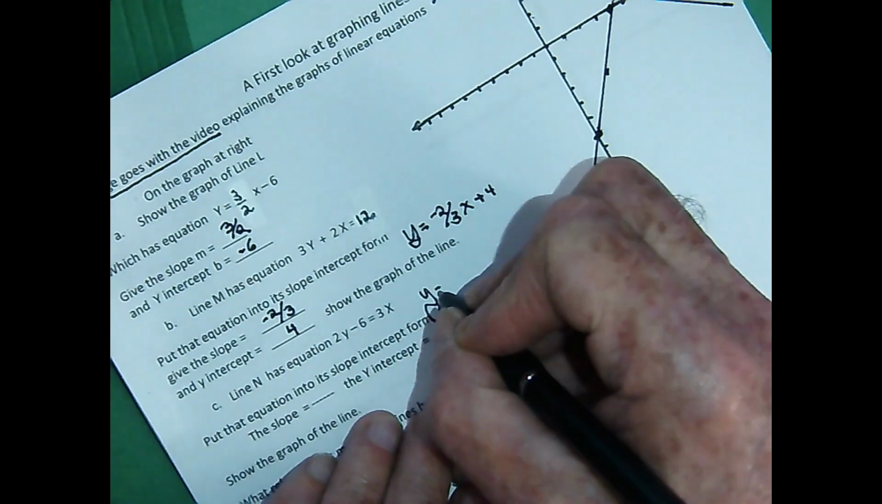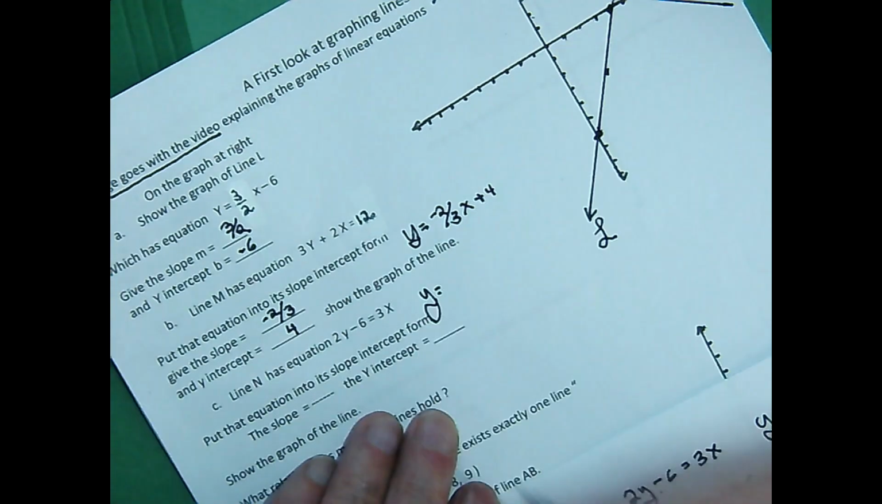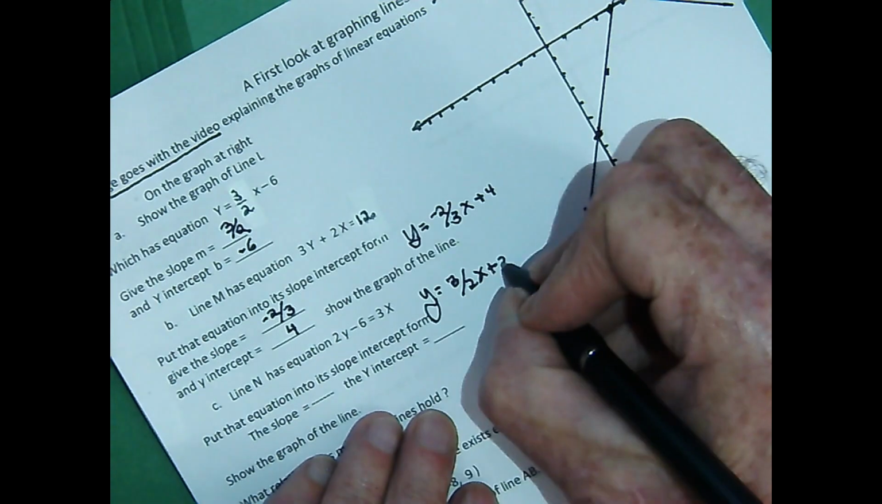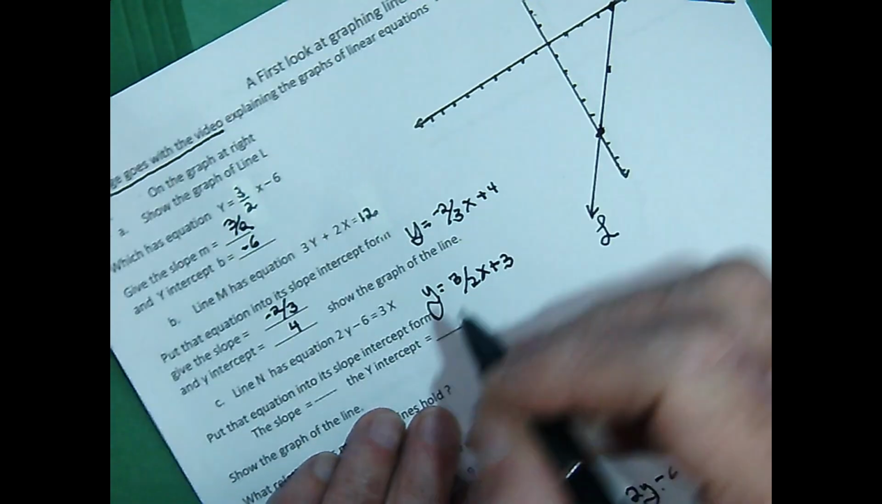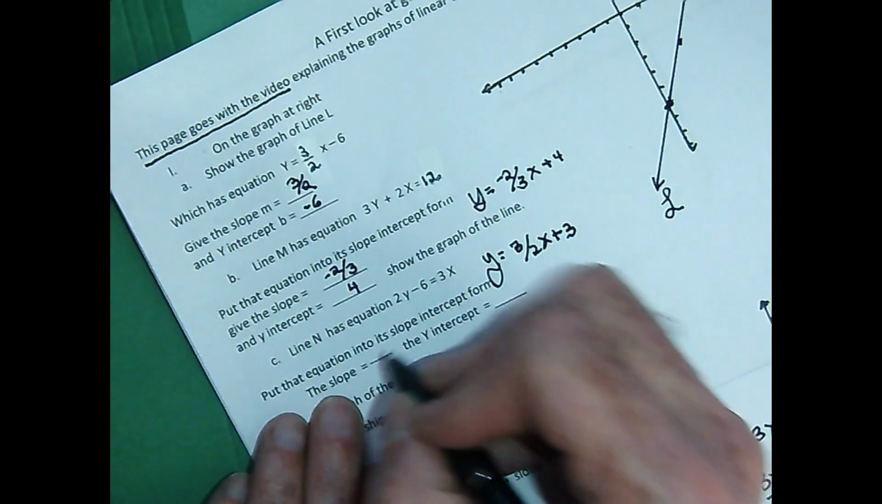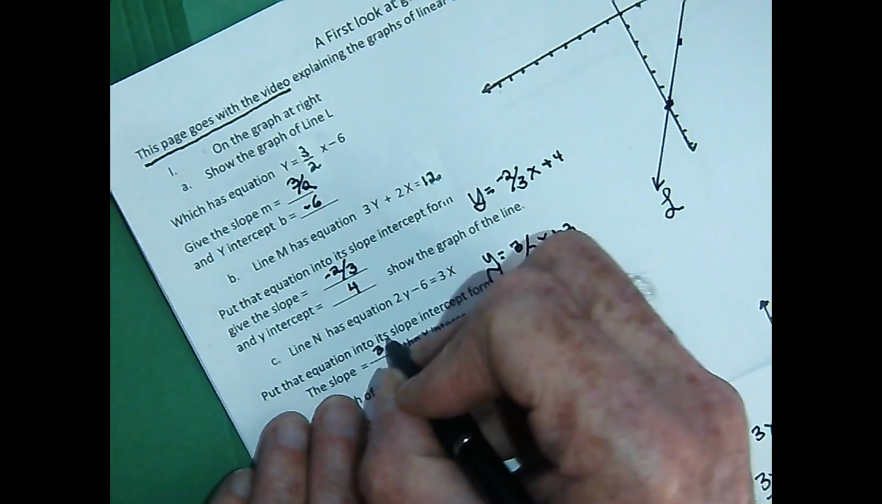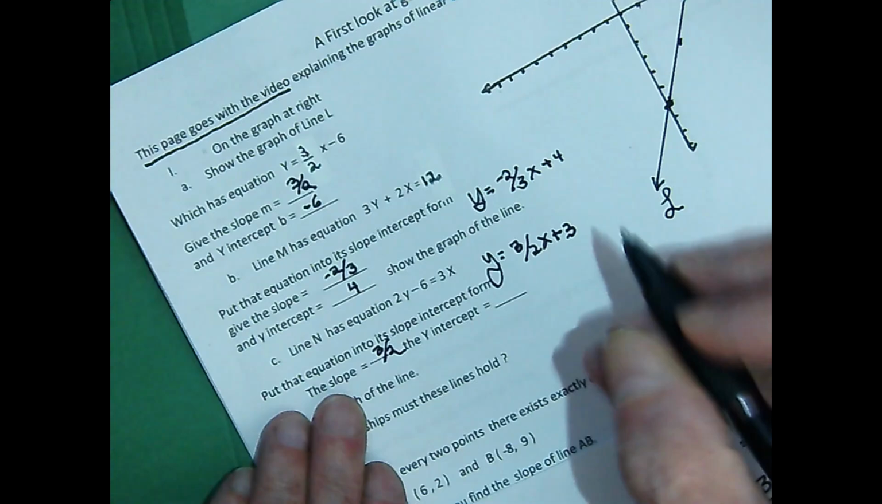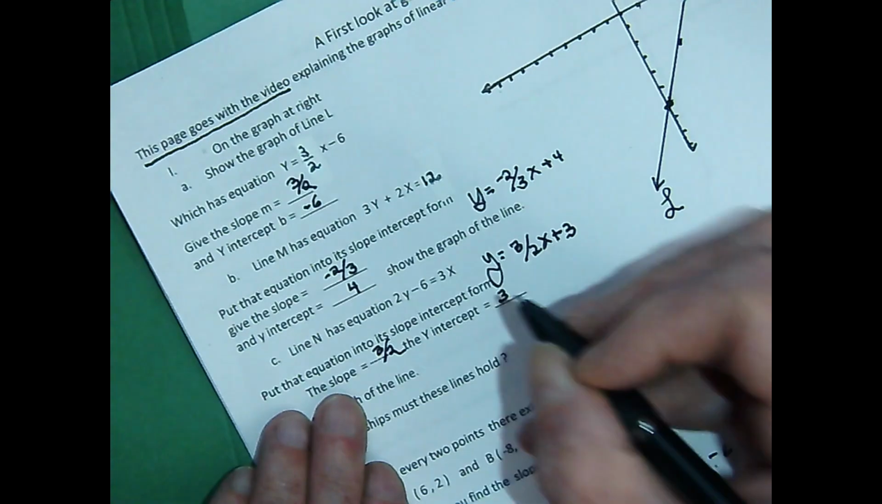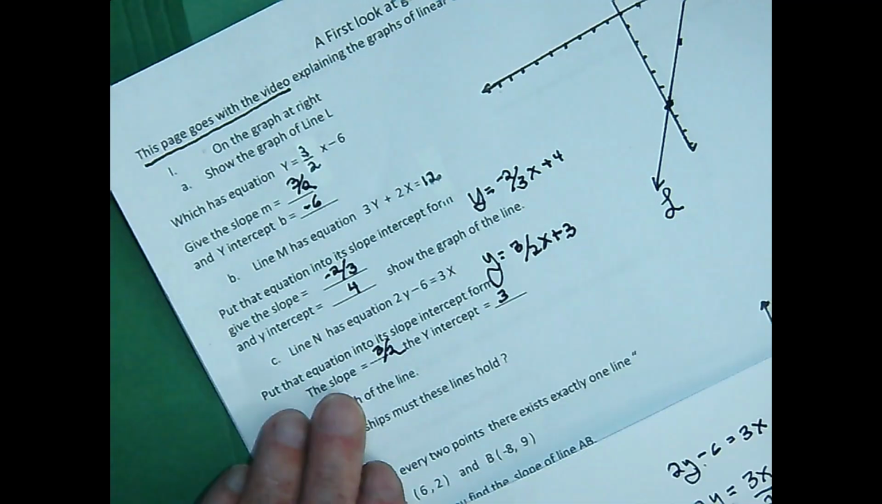Y equals 3 over 2x plus 3. And if somebody asked me about the slope and the y-intercept, that'd be easy. The slope is 3 over 2, and the y-intercept was 3. I want to show the graph of that line also, on the same graph.